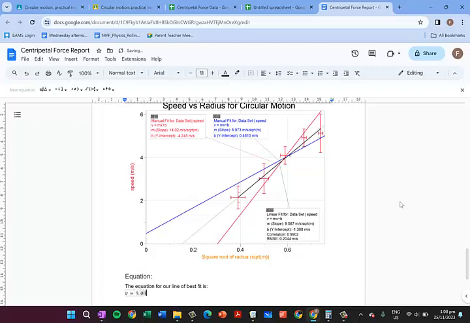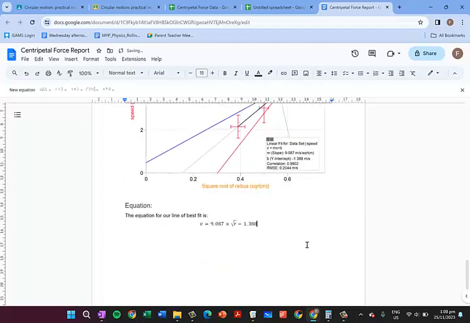9.087 times, and our x variable is the square root of radius, so I'm going to write backslash sqrt space, and I'm going to put r in here. And then we want to go plus the y-intercept, but in this case the y-intercept is negative 1.388, so I'm going to go minus 1.388. That's the equation for our line of best fit. I'll make my equation centered.